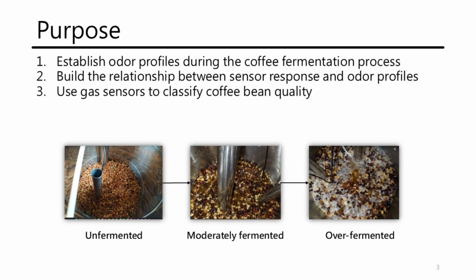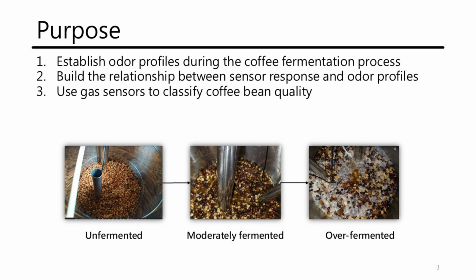Let me explain the main purposes of our system. First, we aim to establish distinct odor profiles throughout the coffee fermentation process. Second, we work to build a clear relationship between the sensor responses from our gas sensing device and these odor profiles. Finally, we use these gas sensors to classify the quality of coffee beans based on their fermentation status.